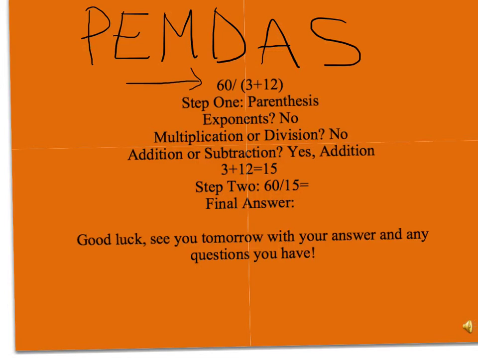Step 1, do I have parentheses? Yes. Inside of my parentheses, do I have any exponents? No. Any multiplication or division? Nope. Any addition or subtraction? Yes, we have addition. 3 plus 12 equals 15. For step 2, I'm going to bring 60 divided by down to match 15 from my parentheses. So what you will do is solve the rest of this problem. Good luck. See you tomorrow with your answer and any questions that you have.